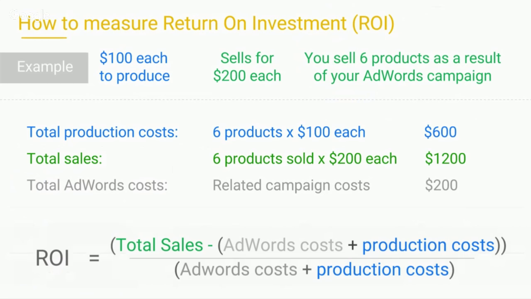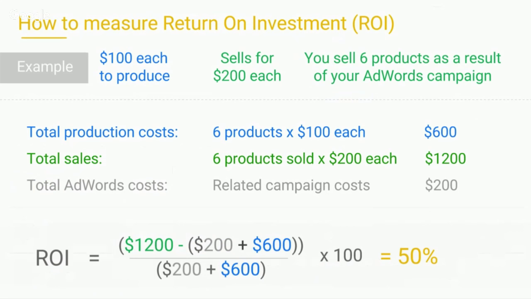So to measure return on investment, it's a simple equation where you want to add the AdWords cost plus production cost to get your total cost, subtract it from total sales, and then divide it by your total cost again, which is your AdWords cost plus production cost. So in this specific example, we would add the total cost of your related campaign cost plus the total production cost and subtract it from your total sales, and then divide it all by your total cost again. And then you want to multiply it by 100 to make sure you're getting a percentage. And in this particular example, selling 6 products, your return on investment is 50%. So this is what you're making of every dollar.